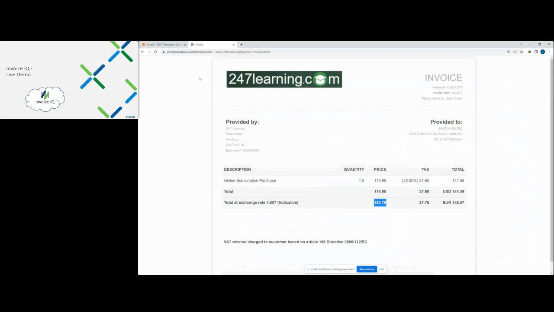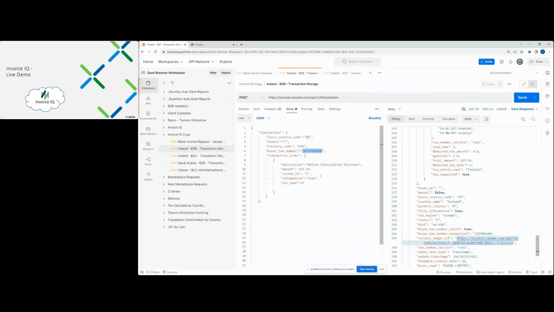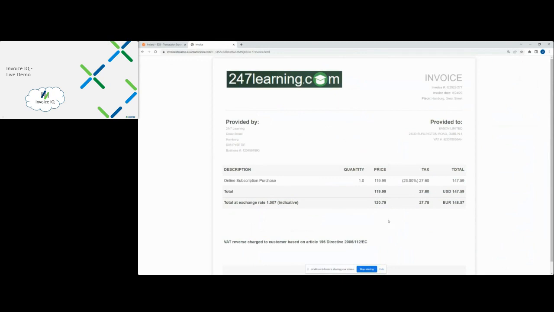This was a B2B invoice, which includes a check on the business's registered VAT number, which Fionn will talk about in a moment, which means it's also an invoice which requires the VAT reverse charge statement within the EU.